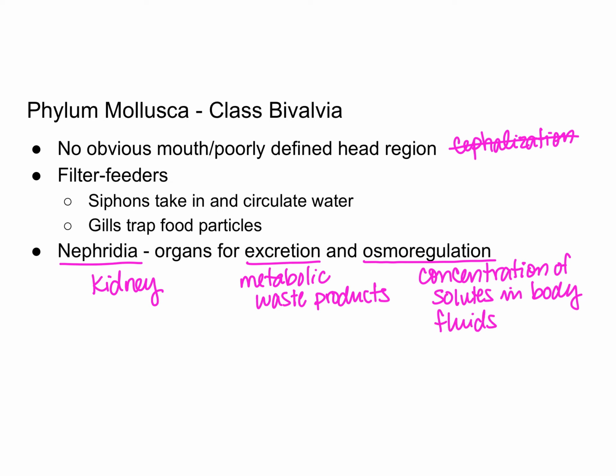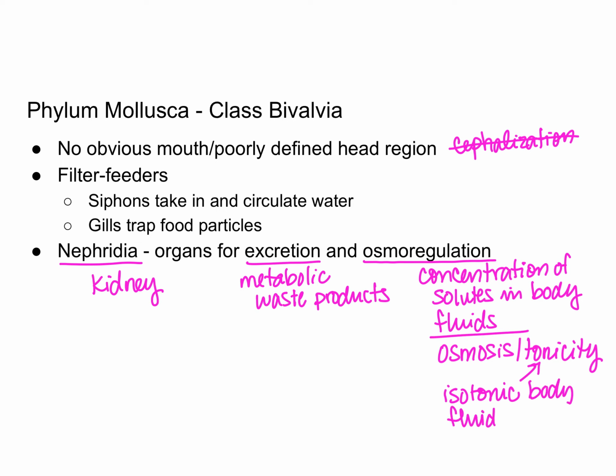If you remember from a previous biology class, if you remember the concept of osmosis and tonicity, this organ helps to maintain an isotonic internal environment. So isotonic body fluids, meaning that the concentration of the body fluids is equal to the concentration of the fluids inside the cells.